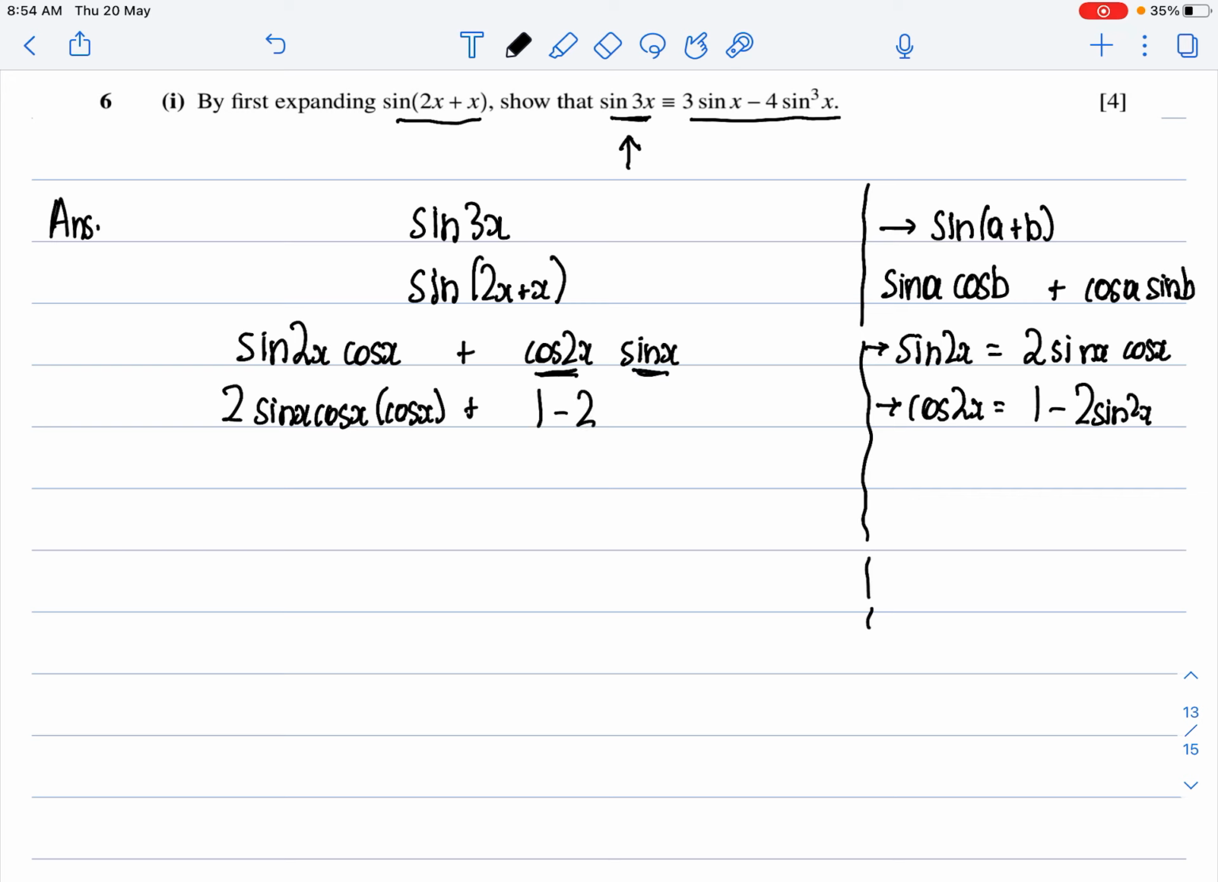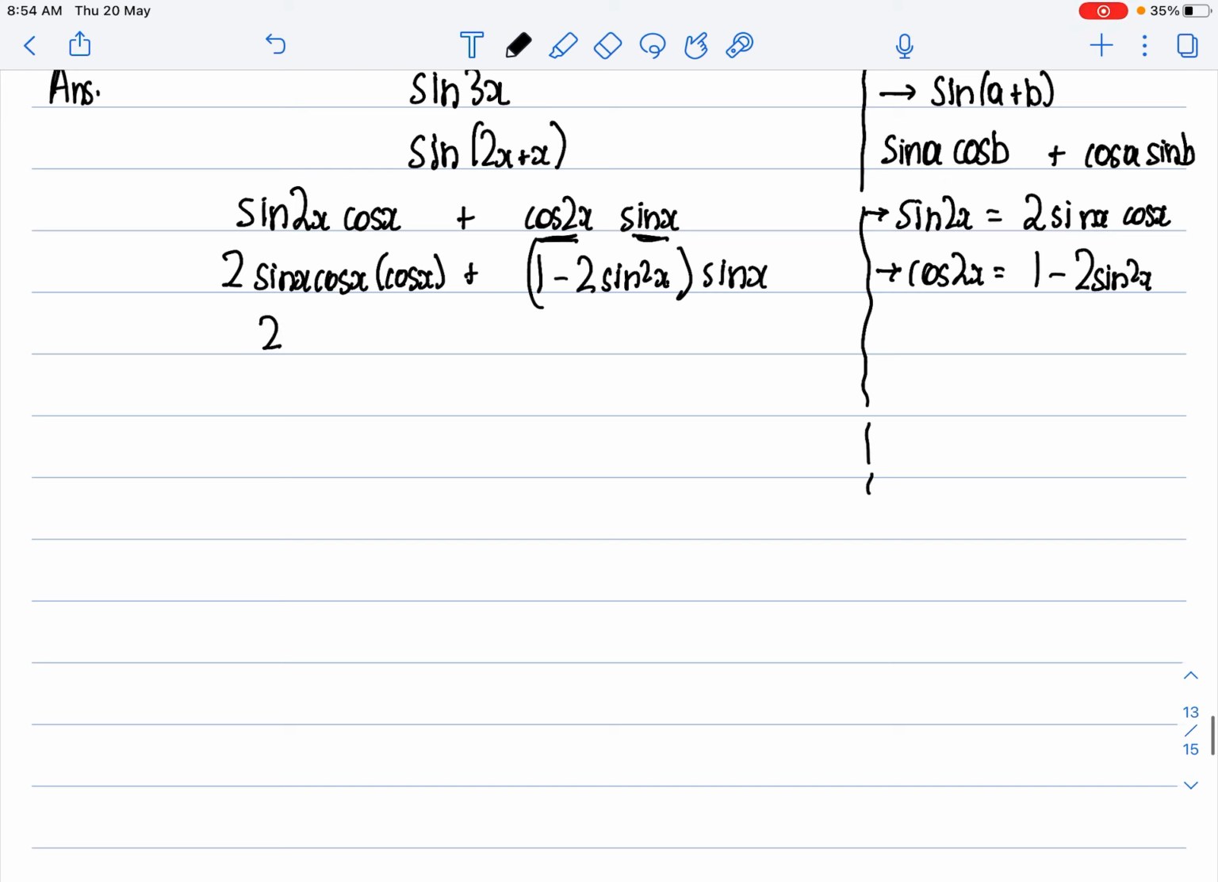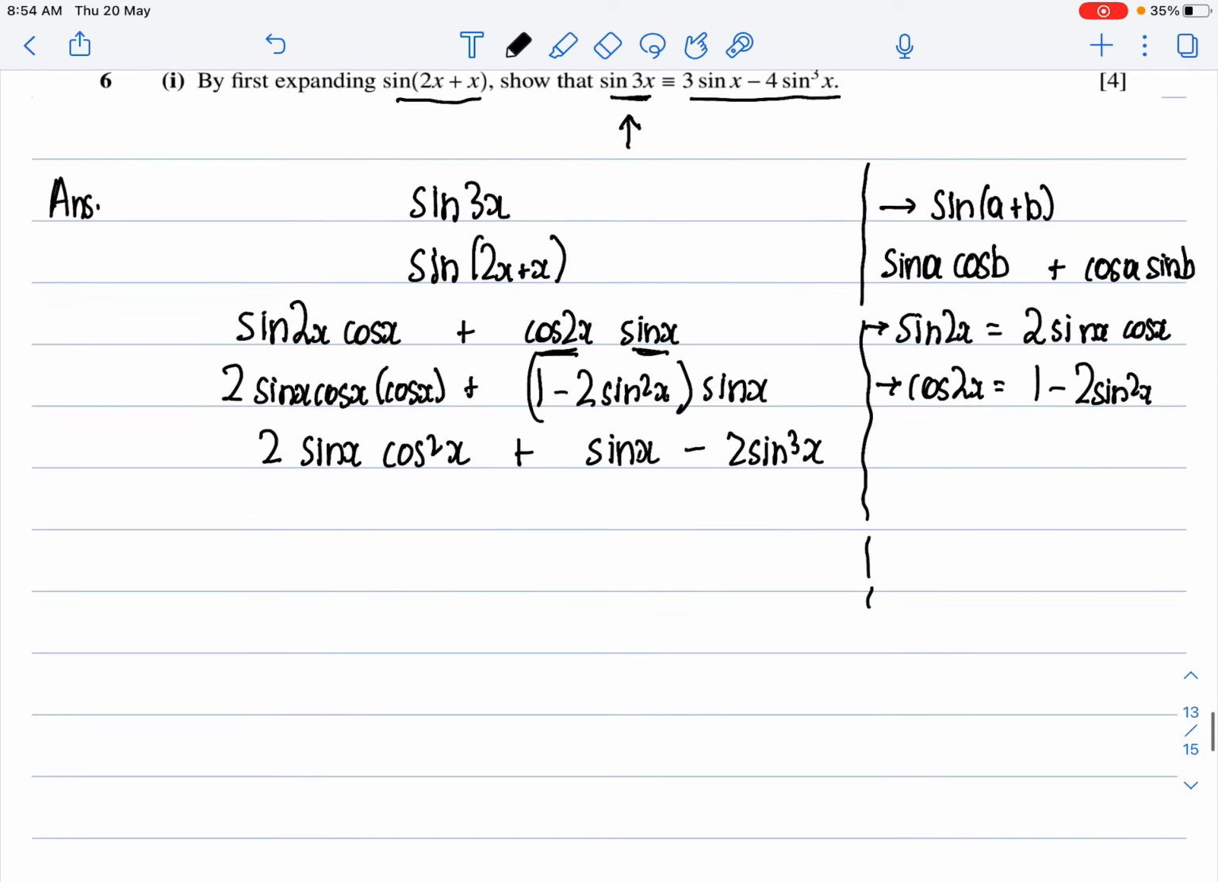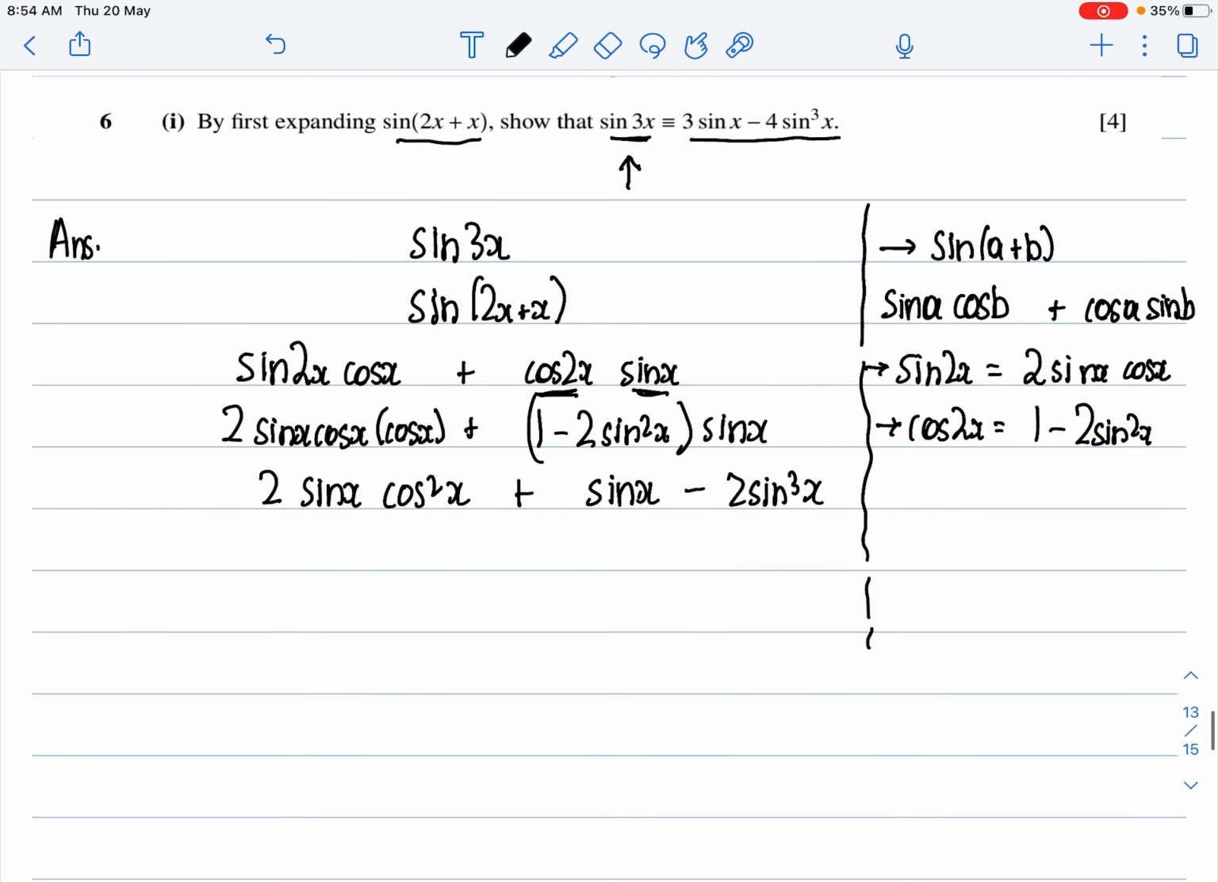So I have 1 minus 2 sine square x into sine x. So now I can write this as 2 sine x cos square x, okay, plus sine x minus 2 sine cube x. Got it? Got this much?